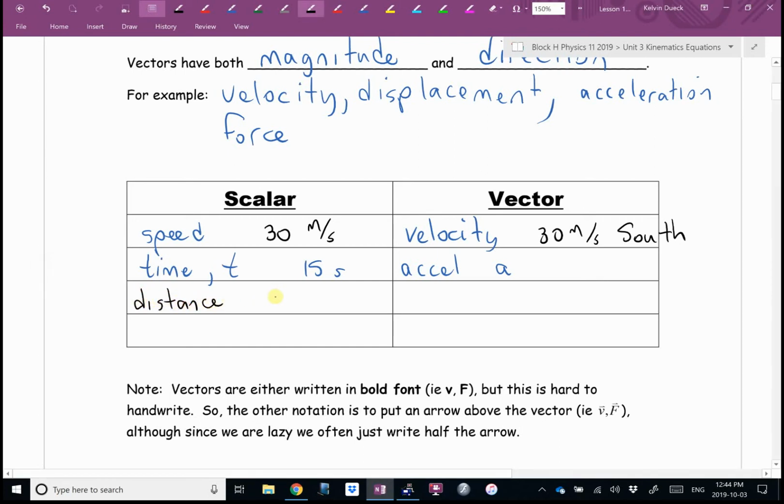Distance, 19 meters. Displacement, negative 19 meters. I would read that as I ended up 19 meters behind where I started from.